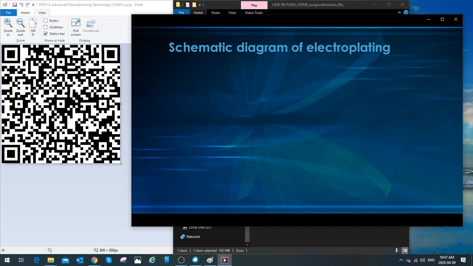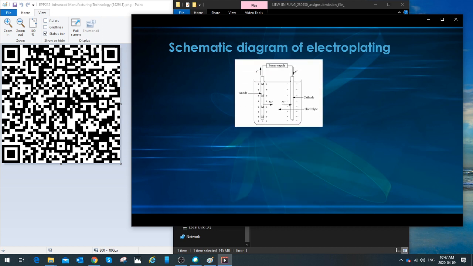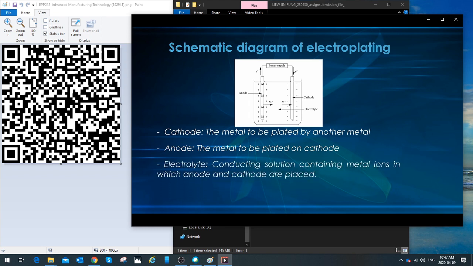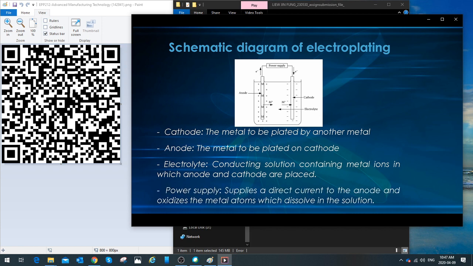Now I will show you a schematic diagram of an electroplating process. It contains four important components that are power supply, anode, cathode, and electrolyte. Cathode is the metal to be plated by another metal. Anode is the metal to be plated on cathode. Electrolyte acts as a conducting solution containing the ions in which anode and cathode are placed. Power supply is to supply a direct current to the anode and oxidize the metal atoms which dissolve in the solution.